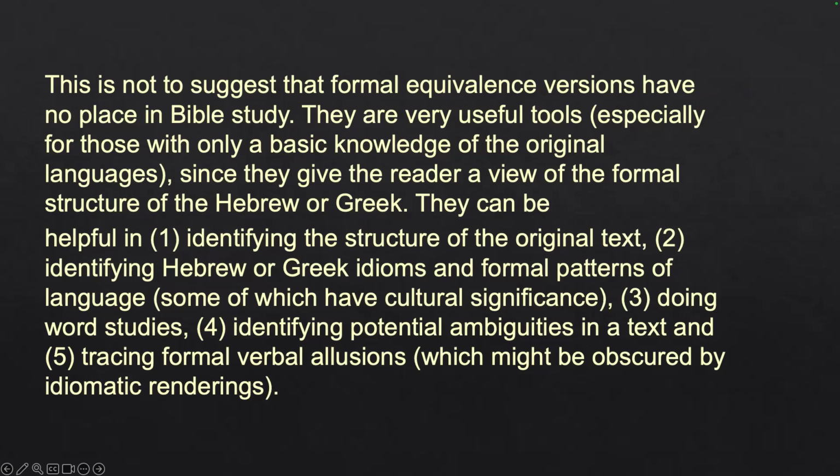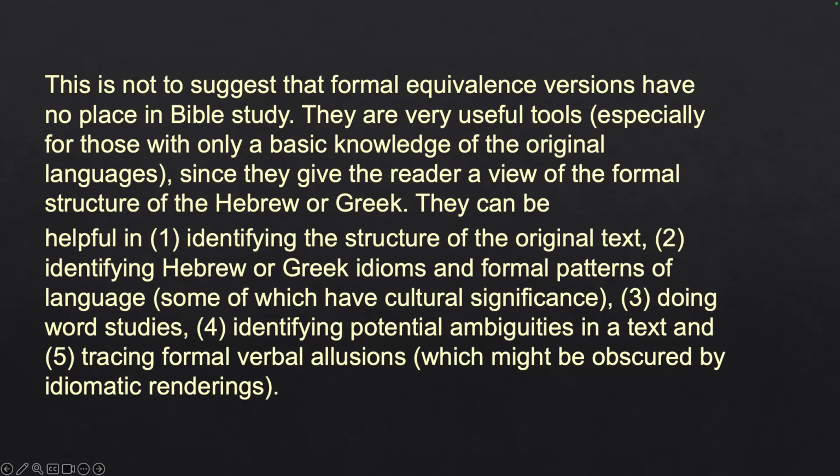They can be helpful in, number one, identifying the structure of the original text; number two, identifying the Hebrew or Greek idioms and formal patterns of language, some of which have cultural significance; number three, doing word studies; four, identifying potential ambiguities in a text; and five, tracing formal verbal allusions, which might be obscured by idiomatic renderings. And when he says idiomatic renderings, he doesn't mean using idioms. He means just plain English, good English.